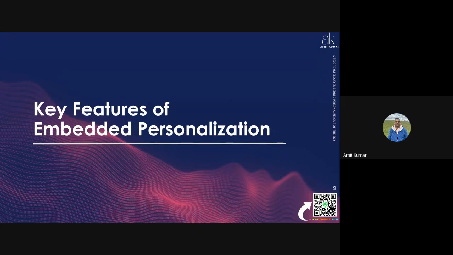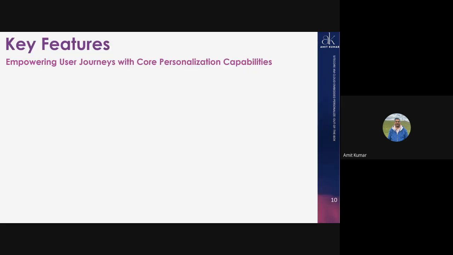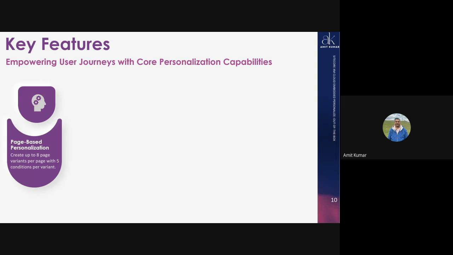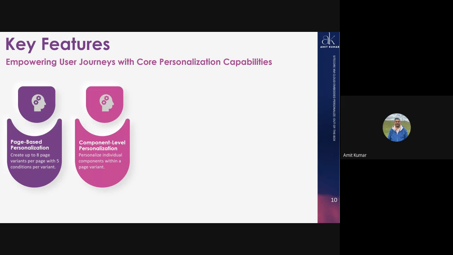So now moving to the key features of embedded personalization. One is page-based personalization. As I was explaining, you can create an 8-page variant, and within each variant you can add 5 conditions to it. Component-level personalization you can do, but it is not the same as how you used to do it in the XP. There you can apply a different condition at the component level, but here you can apply the personalization, but it will follow the same condition as your page. I will be showing these things which you need to consider while you are going with embedded personalization.